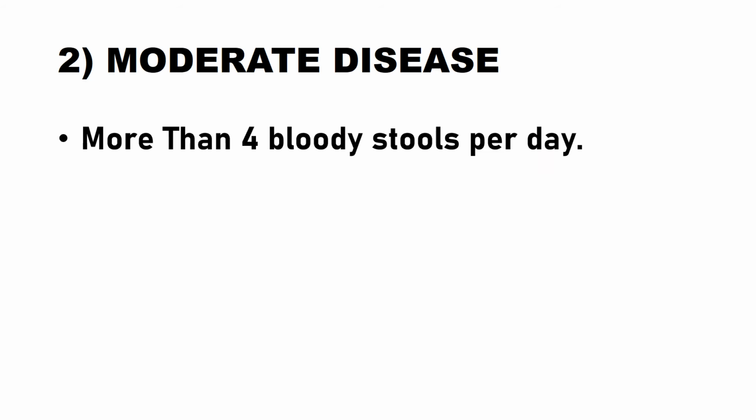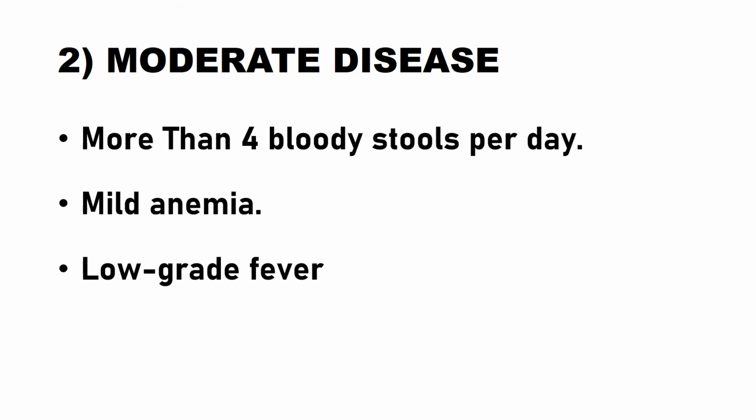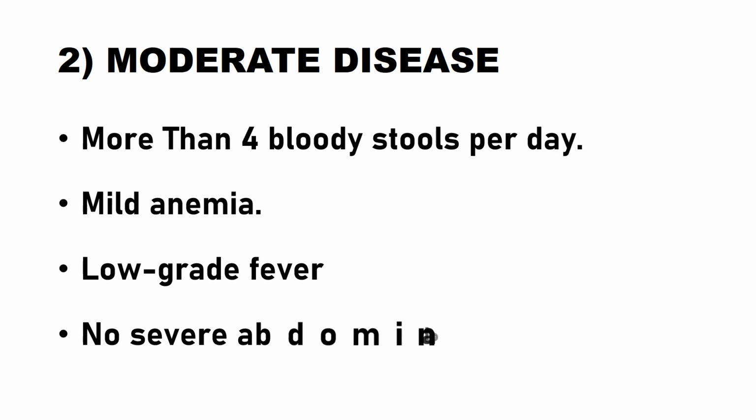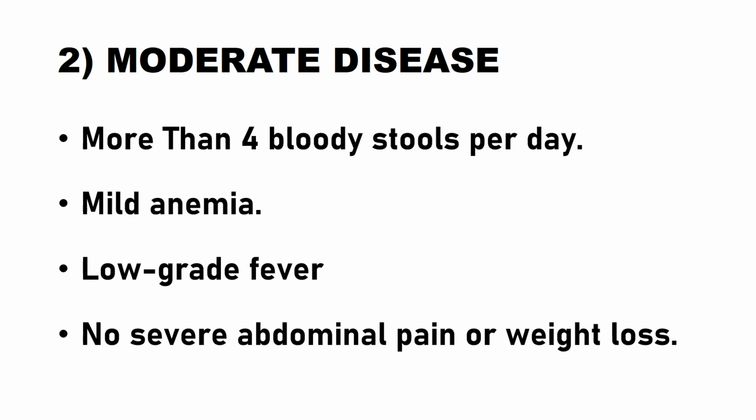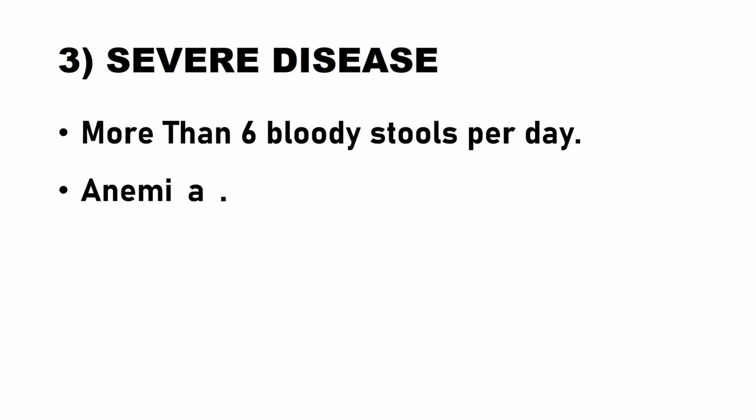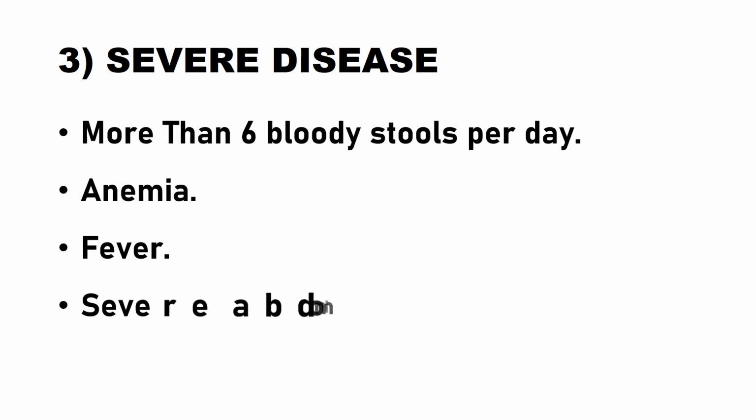Moderate disease is characterized by more than 4 bloody stools per day. Mild anemia. Low-grade fever. No severe abdominal pain or weight loss. Severe disease is characterized by more than 6 bloody stools per day. Anemia. Fever. Severe abdominal pain.